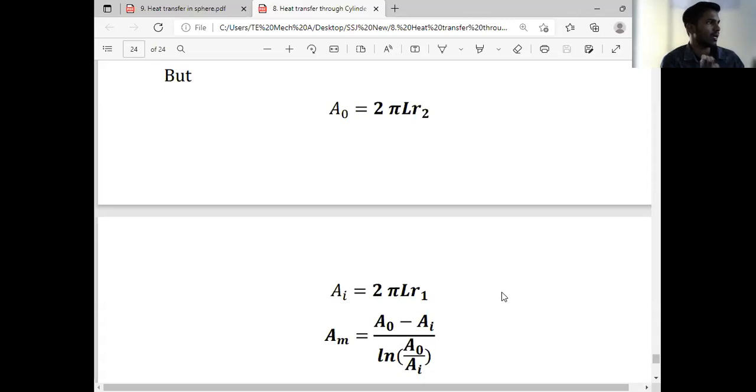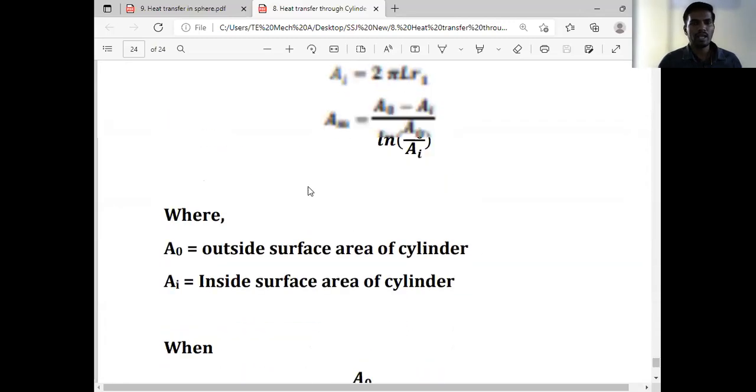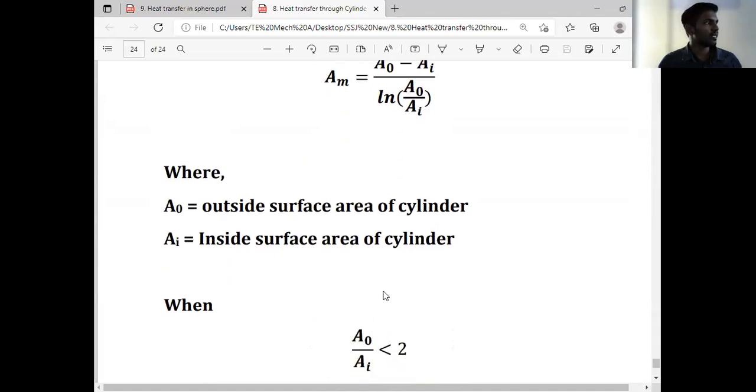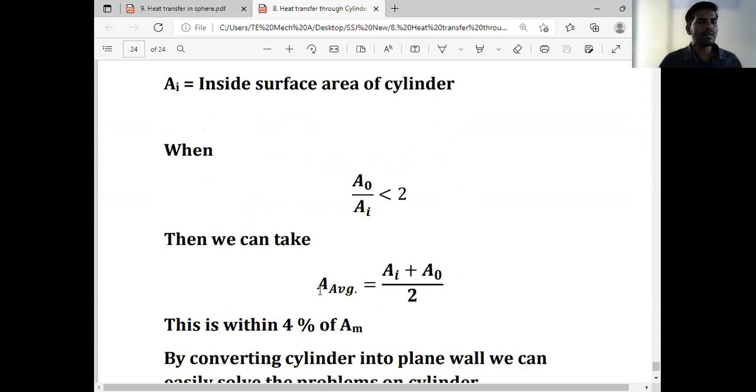लॉगॅरिथमिक मीन एरिया. And what is the final equation for that? AM is equal to AO minus AI divided by ln of AO by AI. Okay, AO म्हणजे समजलंय outside surface area of the cylinder, AI is nothing but inside surface area of the cylinder. ओके, आणि एक समजा अशी कंडिशन असेल AO divided by AI is less than 2. आउटर एरिया जो आहे आणि इनर एरिया जो आहे सिलेंडरचा, त्याचा जो रेशो आहे जो 2 पेक्षा कमी असेल तर त्यावेळेला आपण अवरेज एरिया कन्सिडर करायचा आहे. आणि हाऊ टू कॅल्क्युलेट द अवरेज एरिया? AI प्लस AO बाय 2.